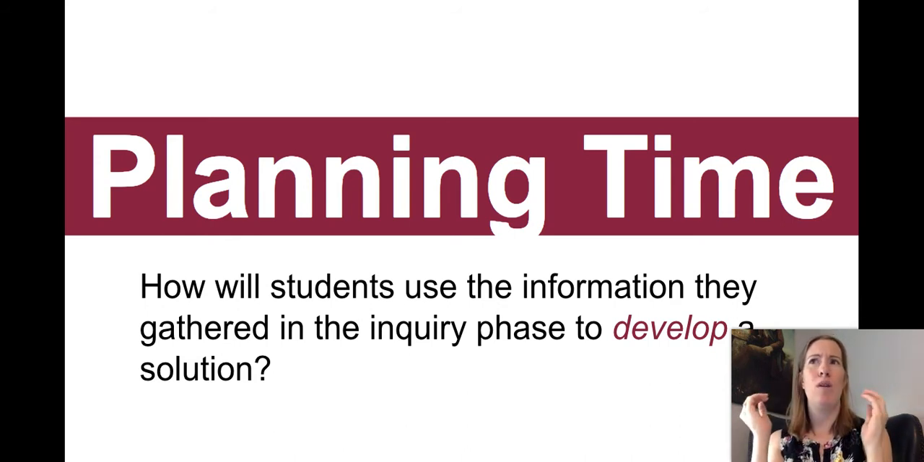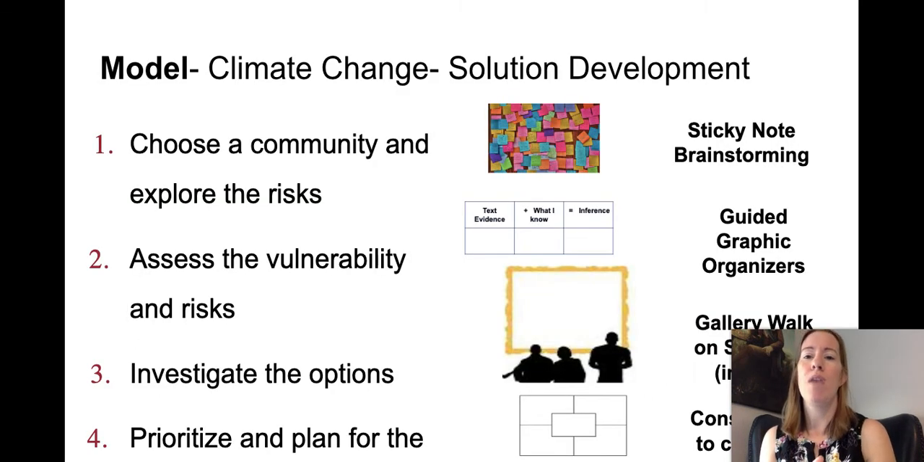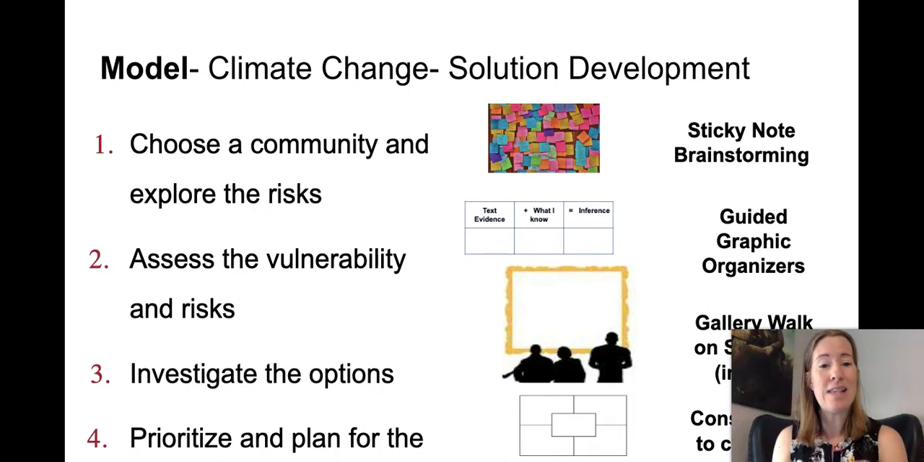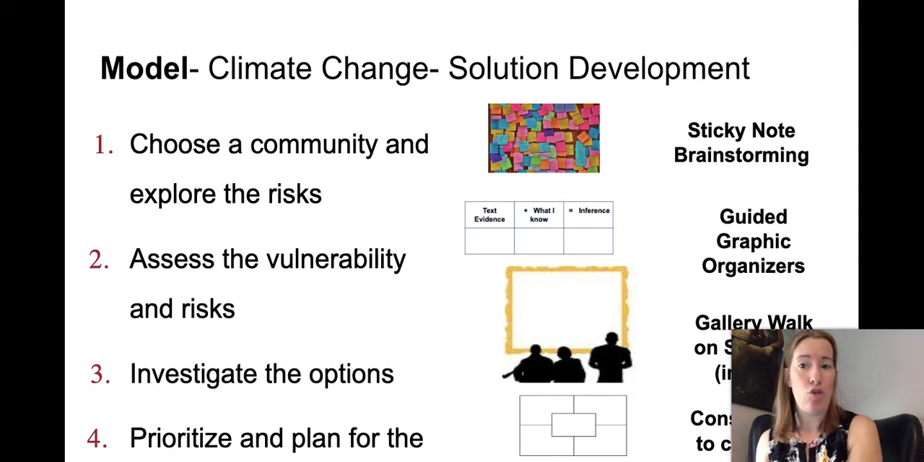How are they actually going to find a solution? How are they going to come together? That's usually a collaborative process and think of a solution to the problem. So in our climate change model, we did a number of things. We did a series of different experiences in order to have students come together and create a solution.